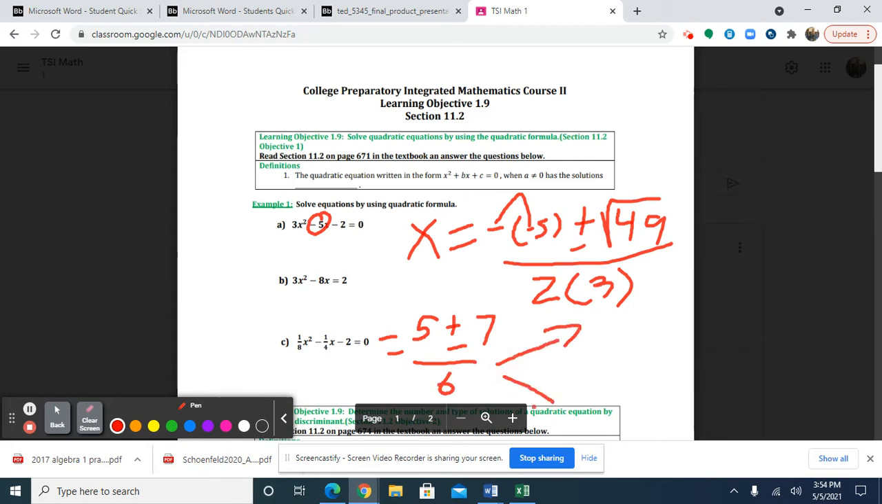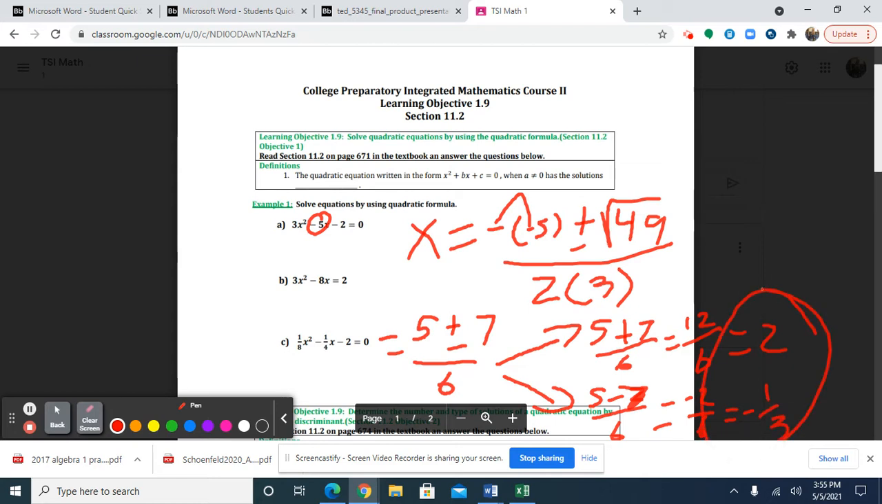Now we're going to have two solutions because it could either be a positive 7, so we're going to add, or a negative 7, which means we're going to subtract. So 5 plus 7 equals 12, divided by 6 is equal to 2. 5 minus 7 is negative 2 over 6, which simplifies to negative 1 over 3. So our two solutions here are 2 and negative 1 over 3.